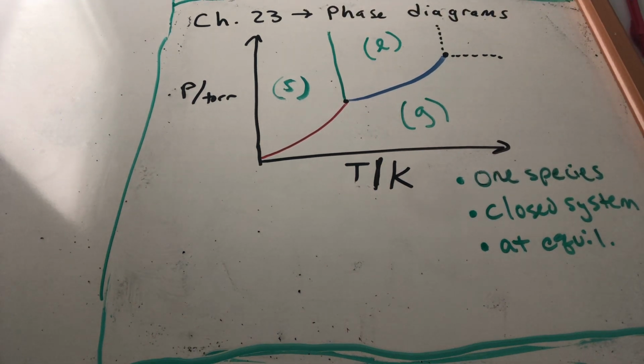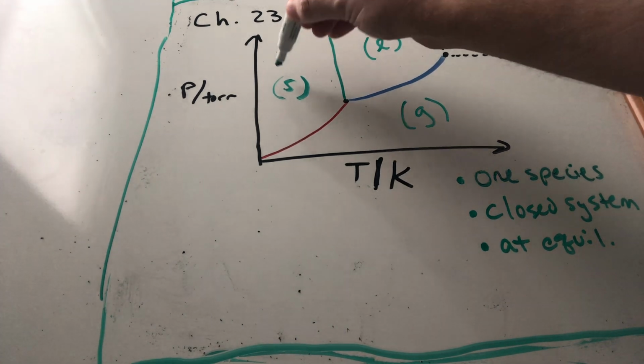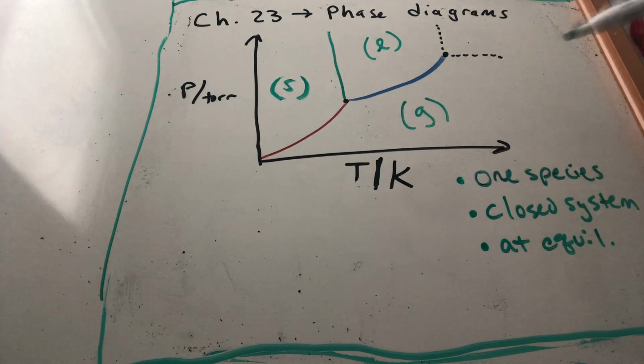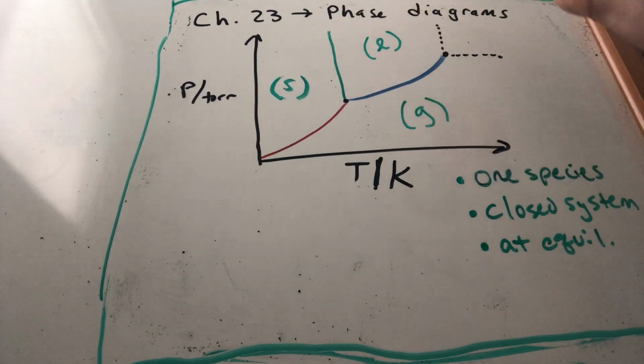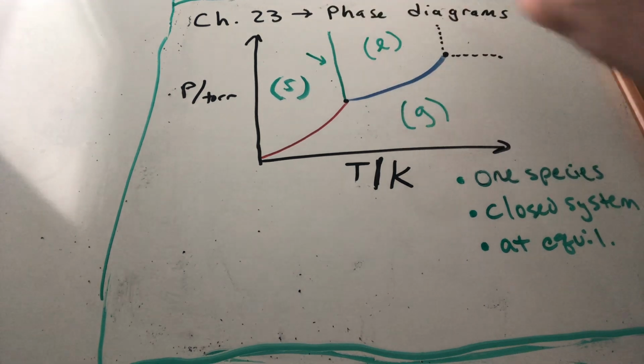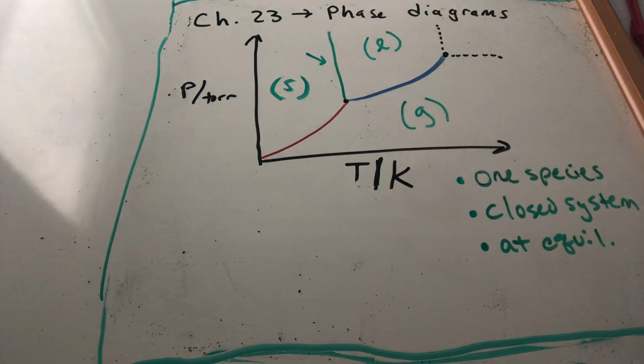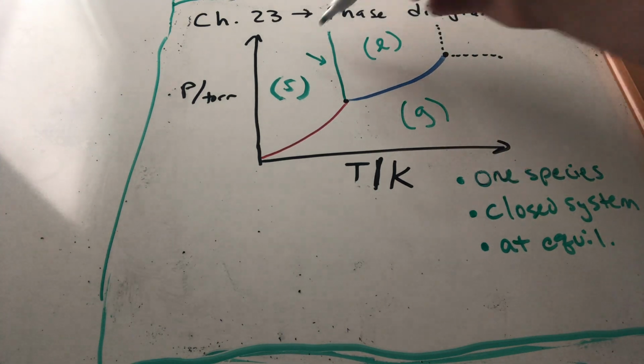It's a condensed state, but it definitely has more motion than a solid. So it should be pretty straightforward, and make sure you can make the arguments yourself as to which one of these regions gets which label in terms of the state, all right? So that means this curve right here is where we're going to have a solid and liquid, for this one species that we're looking at in a closed system at equilibrium.